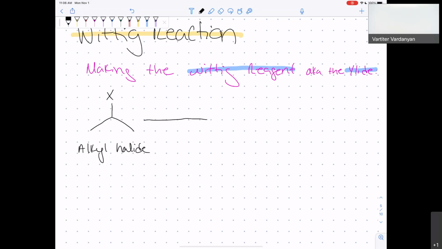So when we're making the ylide, there's two sets of reagents. In the first step, we have PPh3. And this is going to go in and essentially replace the halogen. So we get PPh3 attached, and we have a positive charge on the P.